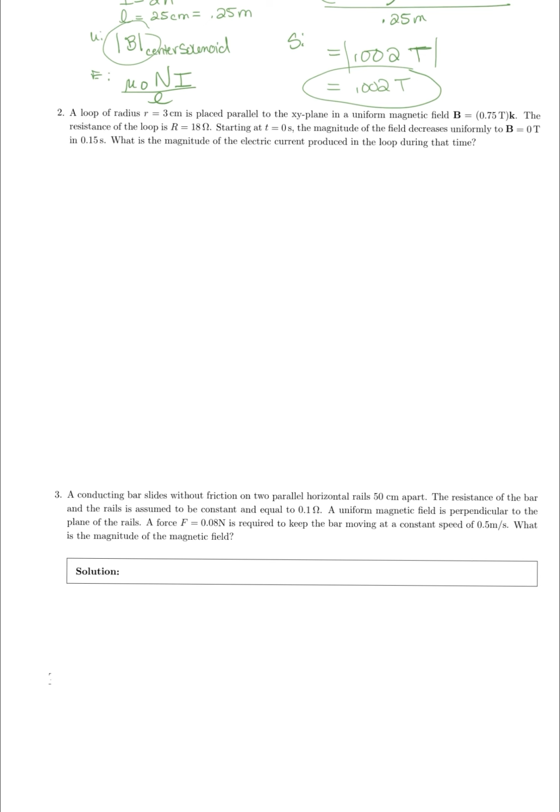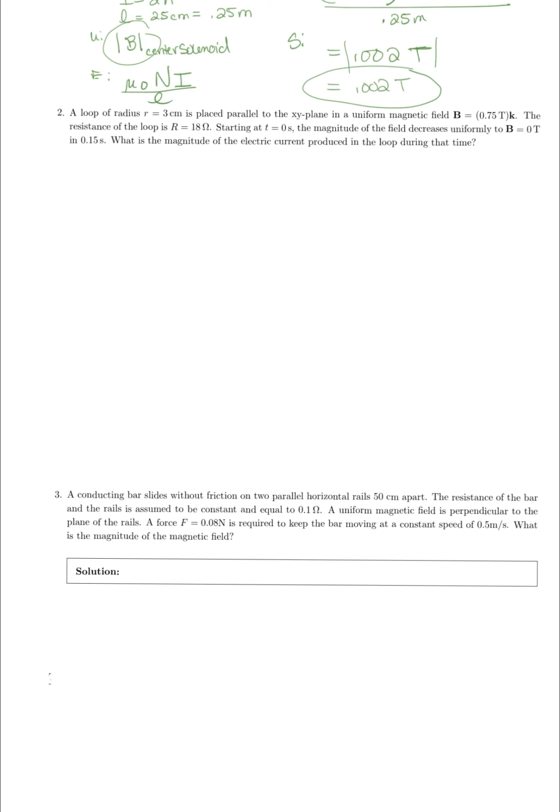A loop of radius r equals 3 centimeters is placed parallel to the xy plane in a uniform magnetic field B equals 0.75 Teslas. The resistance of the loop is 18 ohms. Starting at t equals 0 seconds, the magnitude of the field decreases uniformly to B equals 0 Teslas in 0.15 seconds. What is the magnitude of the electric current produced in the loop during that time? Okay, so it seems like a lot, but let's go ahead and look at what we're given.